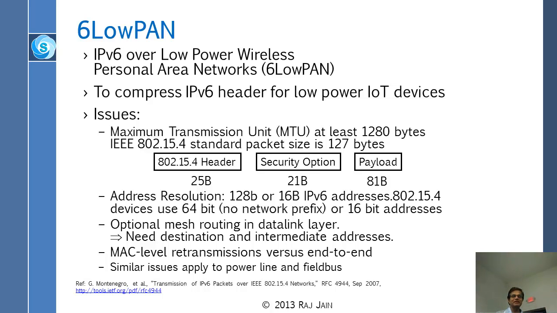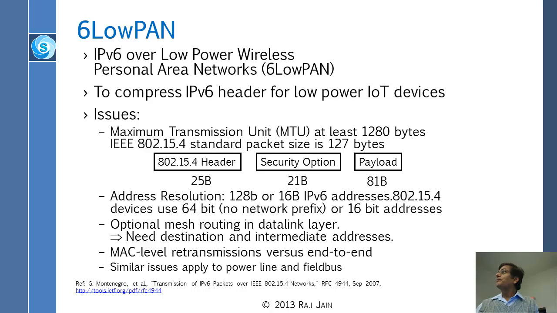Alright. So finish with the wireless. Now we come to 6LoWPAN. 6LoWPAN, the number 6 in the name indicates that it is designed for IPv6. LoW stands for low power and PAN stands for personal area network.